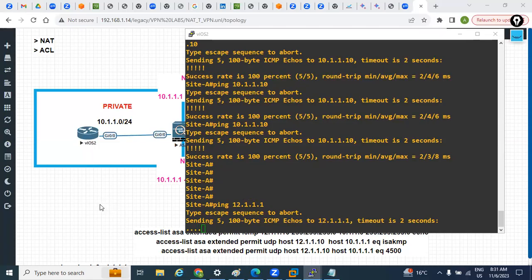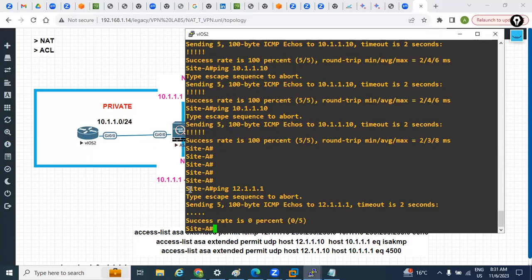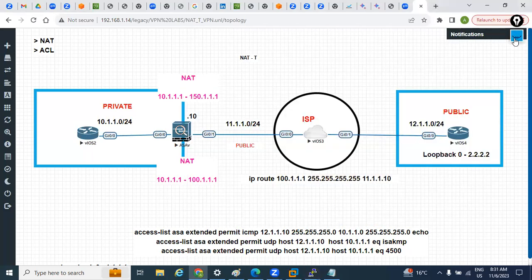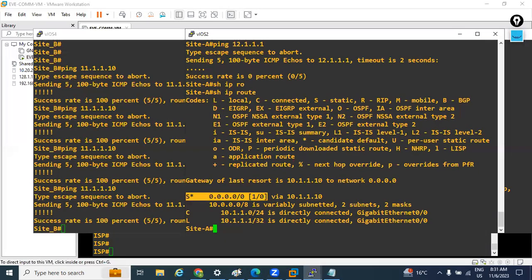So first of all, the question is, do I have any route on site A or not? Yes, I do have. Show IP route. If you check it, I have a default route. So it means as per the default route, because from here, what is my source IP? Now see, just try to understand here.